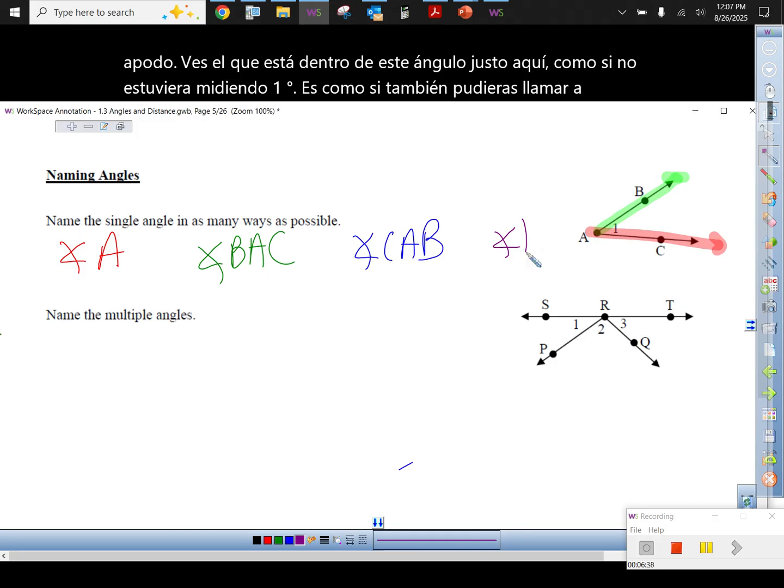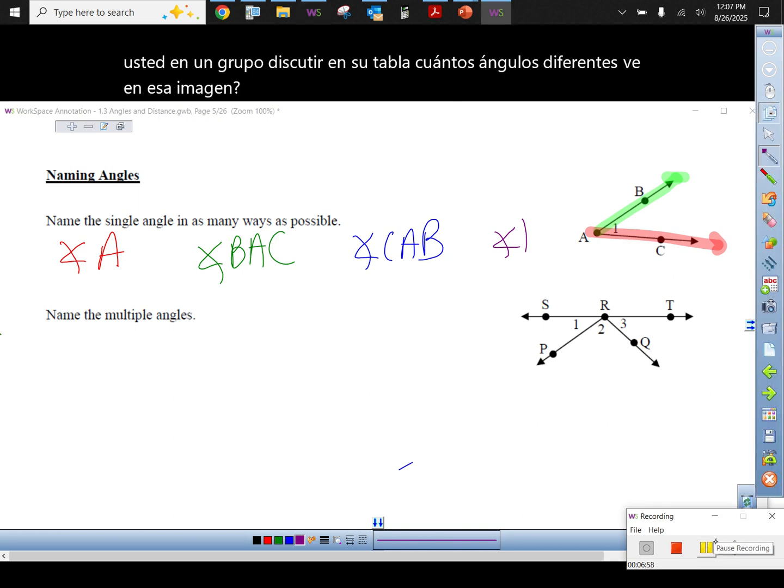But man, I have many years of experience knowing that this angle down here is tough for a lot of people to name properly. My first question is, could you in a group just discuss at your table, how many different angles do you even see in that picture? Can we agree that there's at least 3? Yes or no? Is there more than 3? There are a lot of different angles in it. There's probably 7 different angles in this picture that we can find.